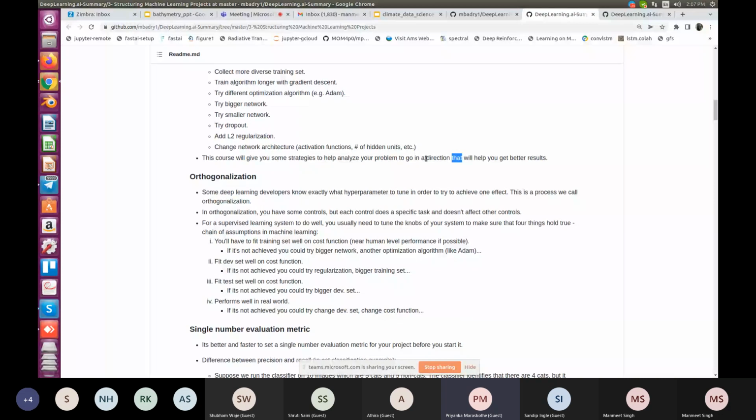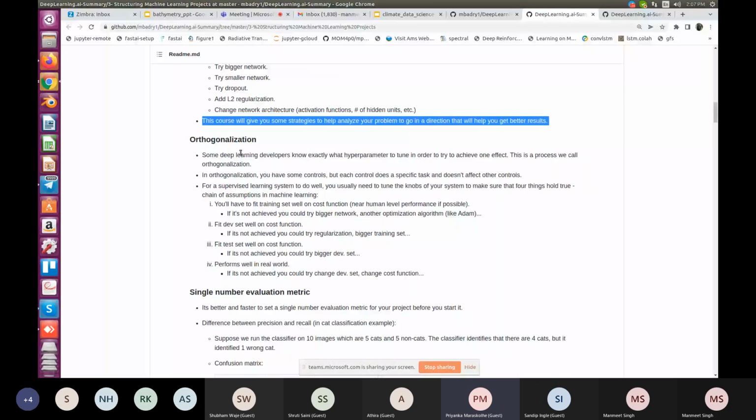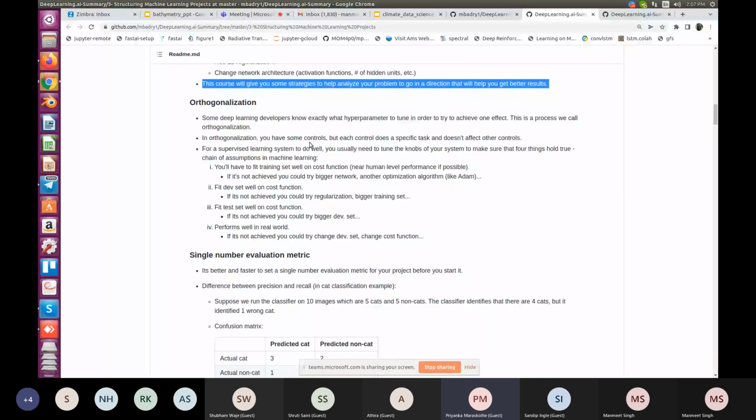Then we have the concept of orthogonalization. He says that some deep learning developers know exactly what hyperparameter to tune in order to achieve one effect. This process is called orthogonalization. In orthogonalization, you have some controls, but each control does a specific task and doesn't affect the other controls. So for a supervised learning system to do well, you usually need to tune the knobs of your system, basically try different hyperparameters for your machine learning model.